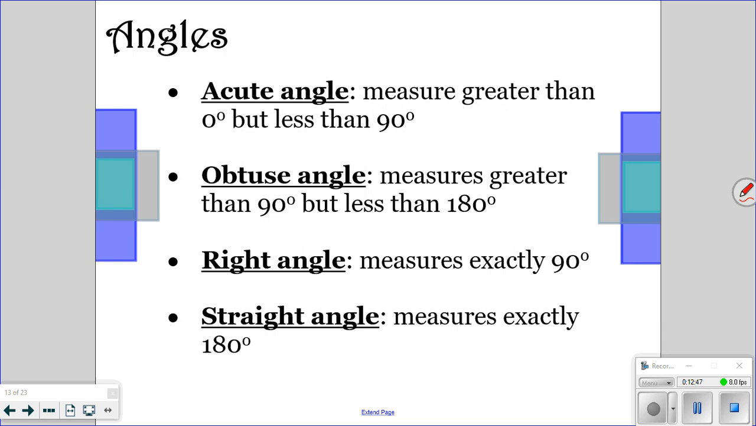So these you should be familiar with. We're just going to go over them very, very quickly. An acute angle measures more than 0 but less than 90. An obtuse angle is more than 90 but less than 180. A right angle is exactly 90 degrees, and then a straight angle is exactly 180 degrees. So hopefully all of those are familiar to you.